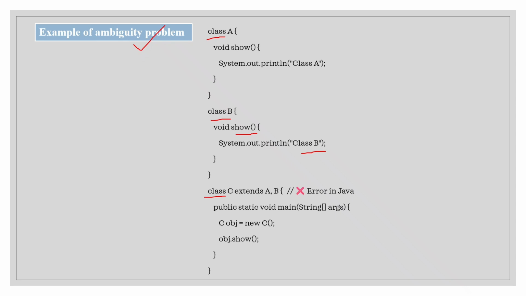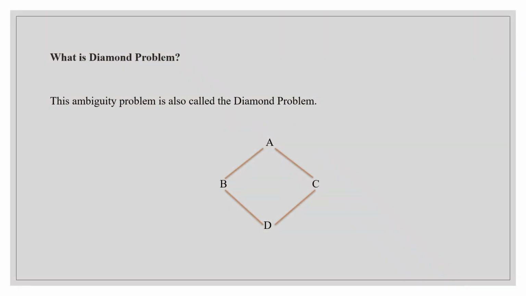I hope you understand with the example also. And one more thing, do you know what is diamond problem? Yes, the ambiguity problem is also called the diamond problem here. Look at this diagram carefully, you will understand. And this diagram is the representation for the previous example also.